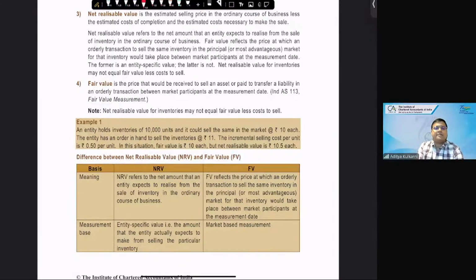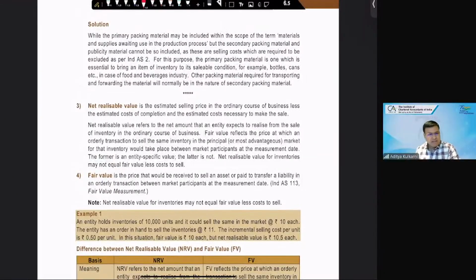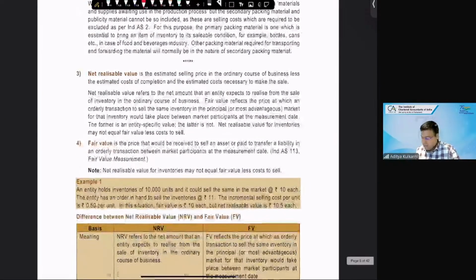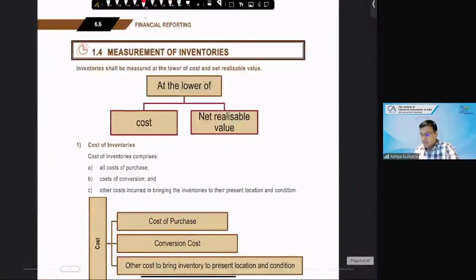Perfect. All right. Great. So see, there are certain terms which we will be covering as a part of our discussion. Net realizable value and fair value. So first thing is measurement of inventories. This everybody knows. It is at the lower of cost or net realizable value. Everybody knows, even if I wake you up in your sleep, you will tell me, sir, valuation, cost or NRV, whichever is less. There is no doubt in that.